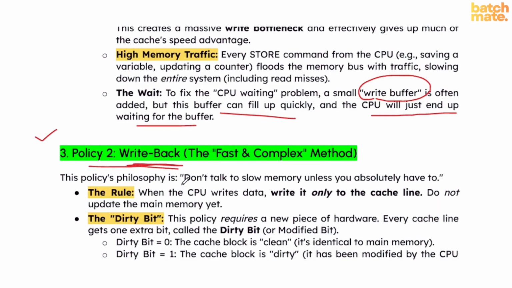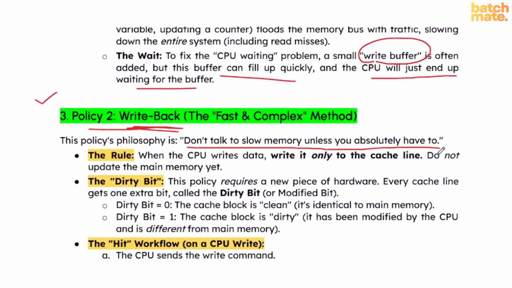So, let's look at this second strategy. This is what modern high-performance CPUs actually use. The philosophy here is: don't talk to the slow memory unless you absolutely have to. Just be lazy. Now, the rule of write back is, when the CPU writes data, we update only the cache. We do not tell the main memory yet. We let the memory stay stale and out of date.